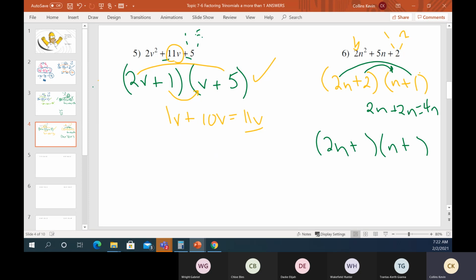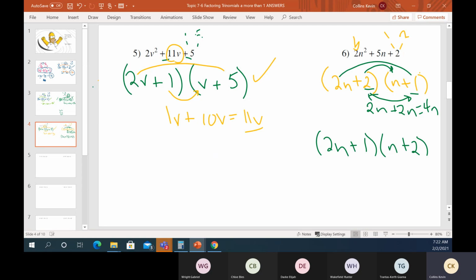I'm not sure what 4 means. So I had the 2 here and the 1 here, and I got 4n instead of 5n. So what do I need to do with these two guys? Not so subtle hint. I just need to switch them, right? So we're going to move this guy over here and this guy over here. So let's try it again.